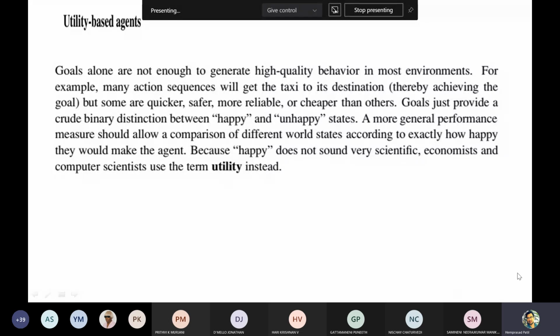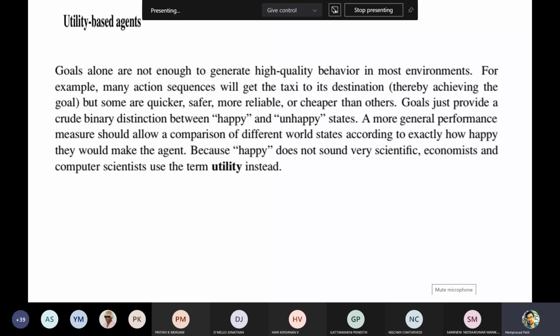But goals just provide a crude binary distinction between happy and unhappy states. A more general performance measure should allow comparison of different world states according to exactly how happy they would make the agent. Because happy does not sound very scientific, economists and computer scientists use the term utility instead. So in the end, whoever is utilizing the agent should be satisfied with the route.